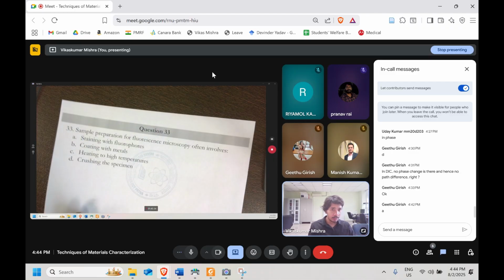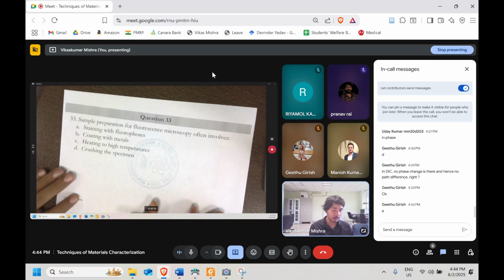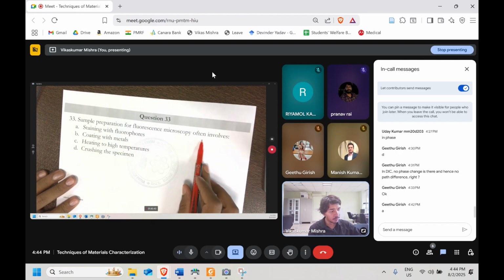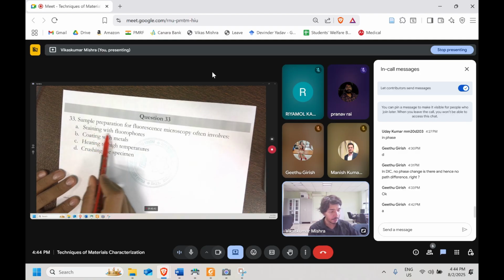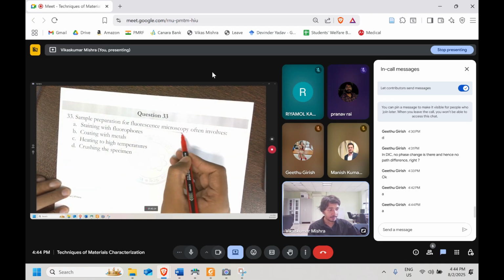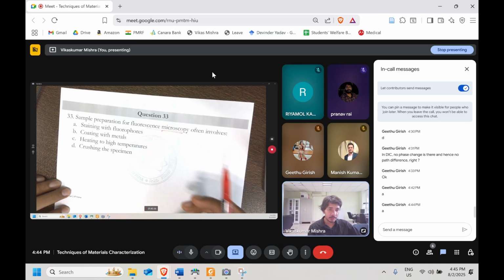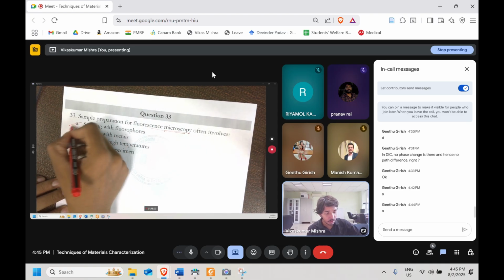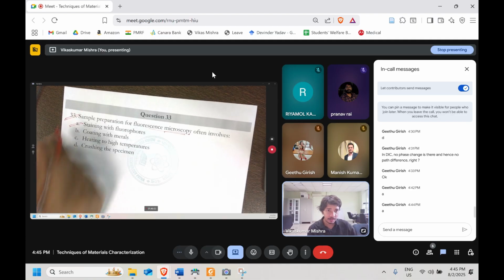Okay, with that, this is the last question for our today's discussion. The sample preparation for fluorescent microscopy often involves staining with the fluorophores, coating with a metal, heating to a high temperature, crushing the specimen. What do you think? What is the right answer? For the fluorescent microscopy, which one is the right answer? So yeah, it's staining with the fluorophores. Option A is the right answer.